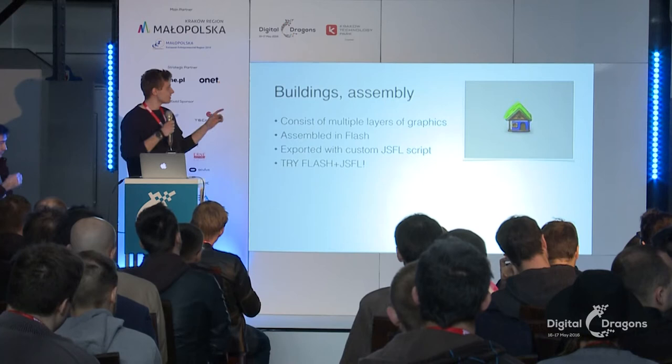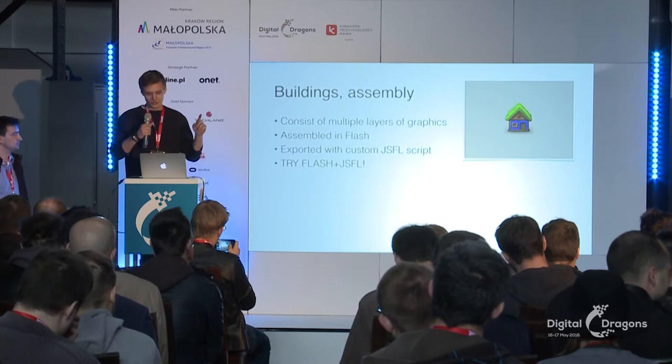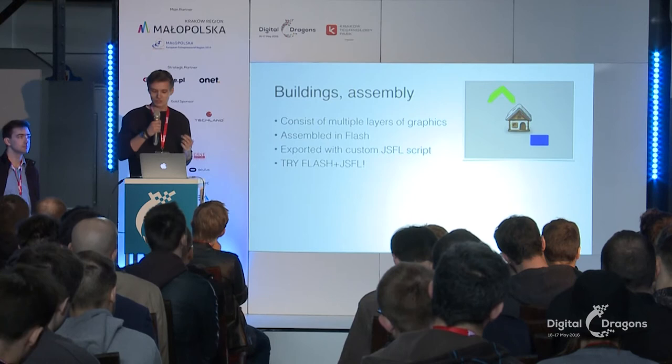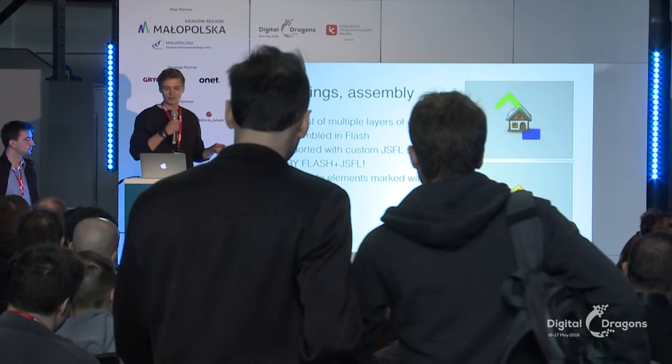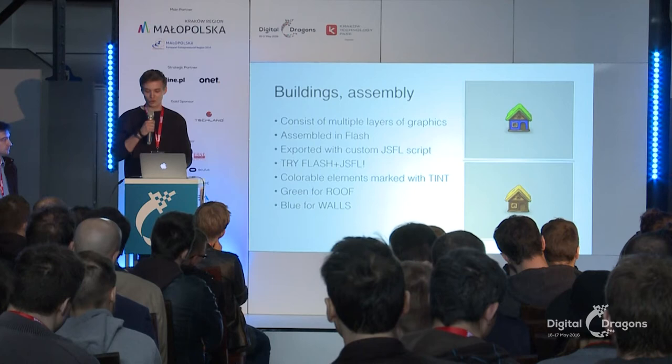Notice these two colored elements. They slide away from the building. These are originally white graphics that are tinted by the artist in Flash to a specific color. The export script uses the specific tint values to recognize and mark them as being either colorable roof when it's green or colorable walls when it's blue. But the artists don't always have a clear understanding of what is what.